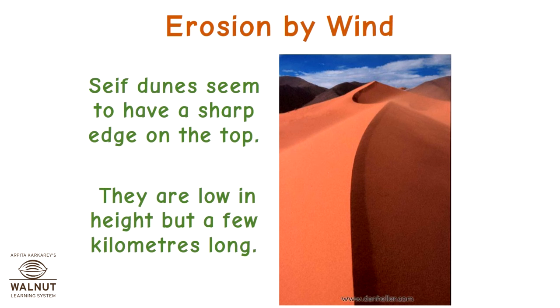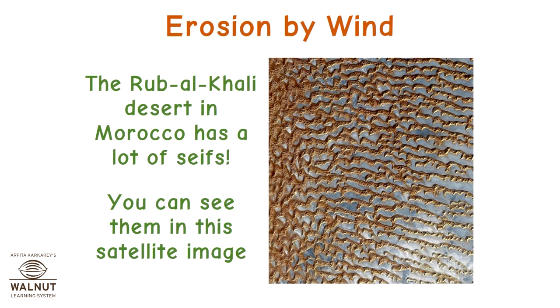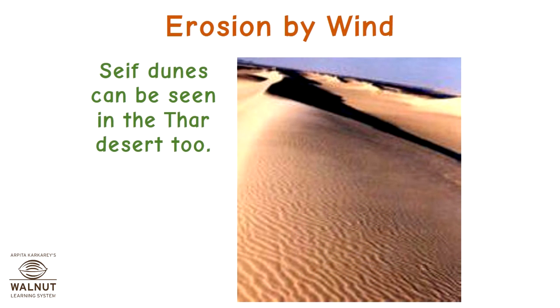Seif dunes seem to have a sharp edge on the top. They are low in height but a few kilometers long. The Rub al Khali Desert has a lot of seifs. You can see them in this satellite image. Seif dunes can be seen in the Thar Desert too.